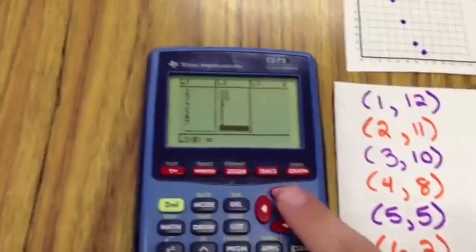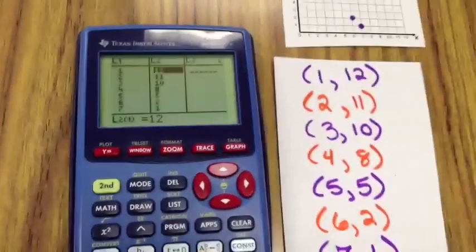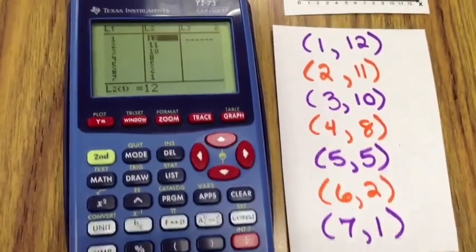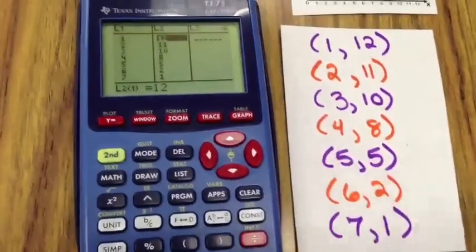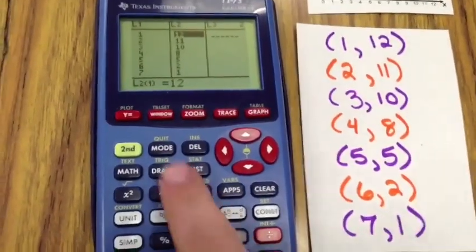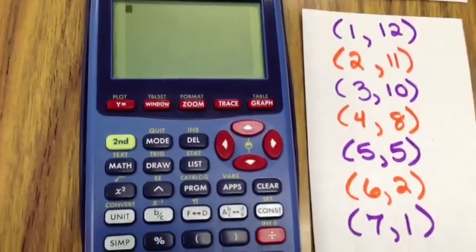Here we go. I'm going to go up and check my points to make sure that they're good. And it looks like they are. Fantastic. Now I need to make my line of best fit. All right, y'all. Pay close attention. What I have to do is quit by going to second mode.